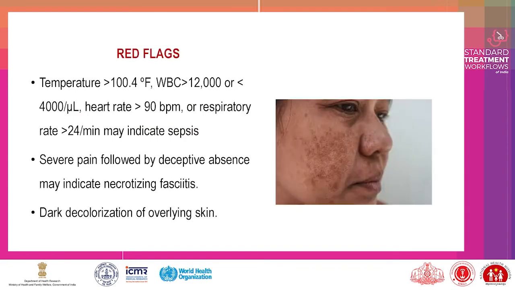Red flag signs to look out for are temperature more than 100.4 degree Fahrenheit, WBC count more than 12,000 or less than 4,000 per microliter, heart rate more than 90 beats per minute, or respiratory rate more than 24 per minute, and these may indicate sepsis. Severe pain followed by deceptive absence of pain may indicate necrotizing fasciitis. We should also look for dark discoloration of overlying skin.